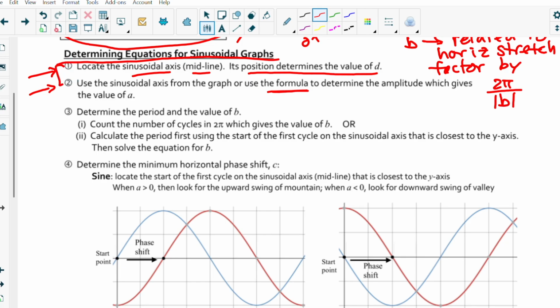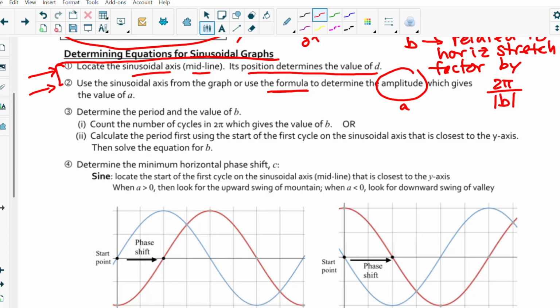Because for me, it's just as easy to see, hey, where's that symmetrical point, that horizontal reflection point, or when you think about it, the sinusoidal axis. That's easy to pick out. What's also easy to pick out is the max and the min value, which, when you use the formula, you can easily get your amplitude or your A value. Okay, so sometimes I like to start with 2 rather than 1, but you can do either one.